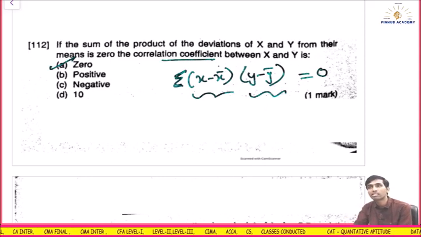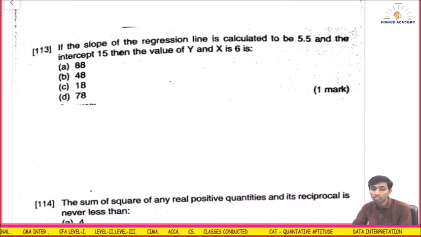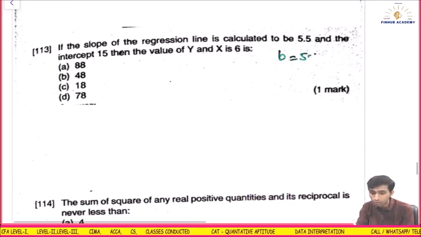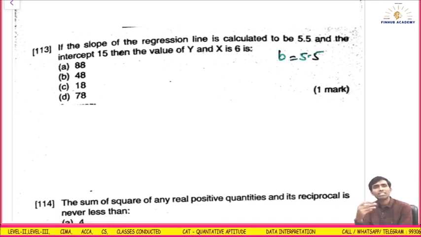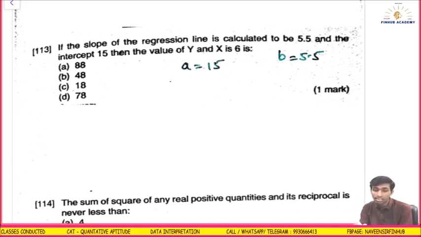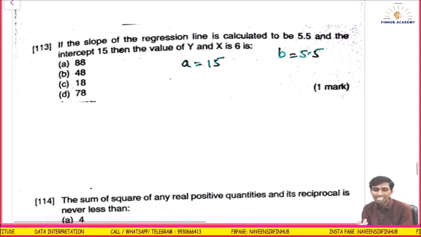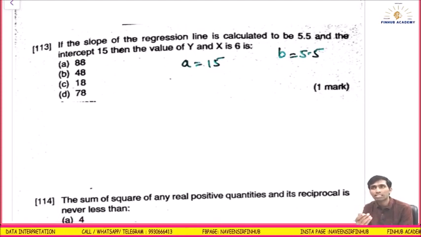The slope of the regression line is calculated. That is this, b is equal to 5.5. Slope is 5.5. And sometimes loosely we call, actually the reciprocal of the b is slope, but okay, b is 5.5 and intercept a is equal to 15. The value of y when x is 6. I think they are saying the value of y on x. Okay, that is what they mean to say.